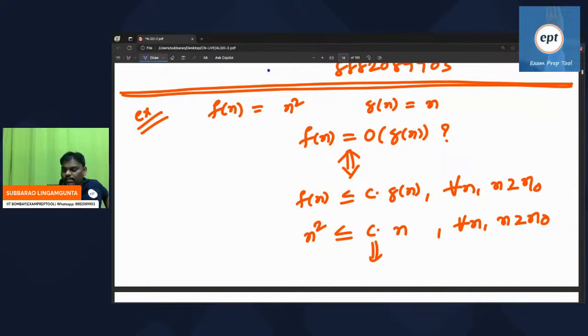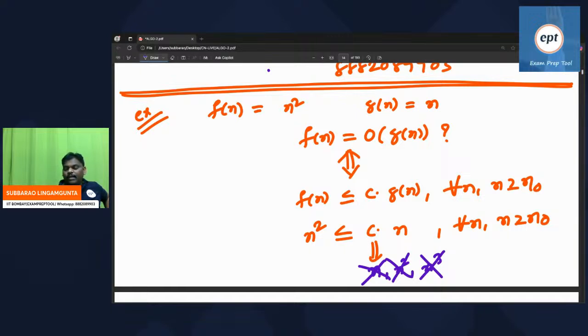Some people are asking, sir, right should be more or equal means you can take n also, you can take n square also, you can take n cube also. Remember, C is a constant. It can help as a constant only. You cannot take functions. With the help of a constant, proving the right side bigger is impossible.